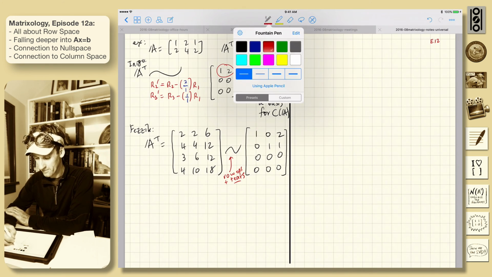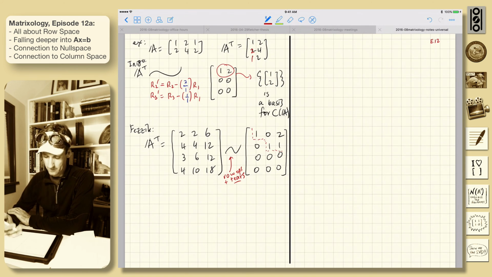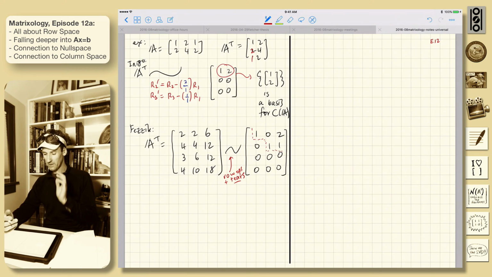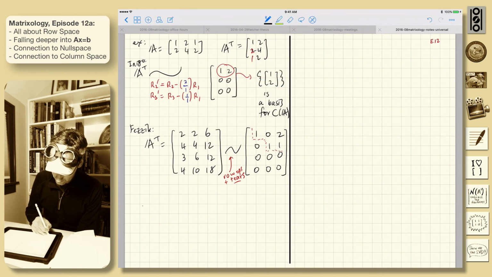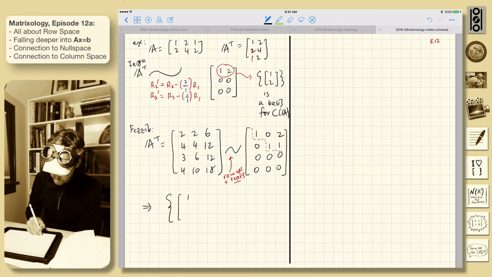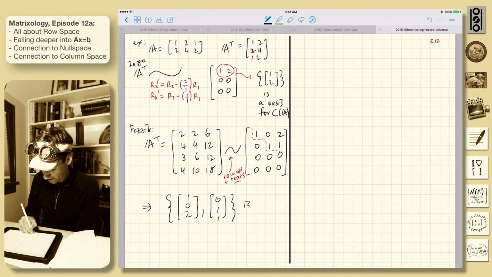Okay, there it is. This is the story for this one. It's good. Rank is 2. We expected that. So that would give us, in this case, 1, 0, 2. We're reading them off, and 0, 1, 1 is a basis for the column space of A.